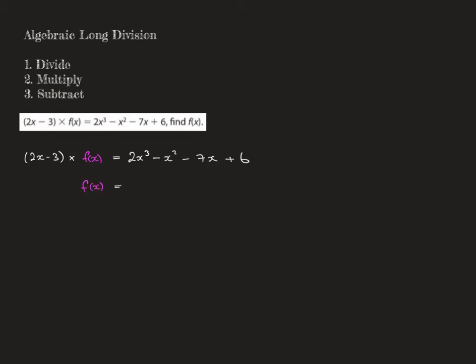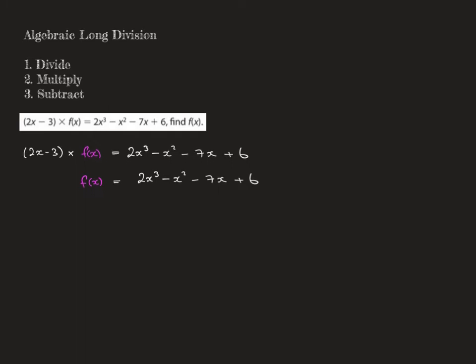But if I divide the left-hand side by 2x minus 3, I have to divide the right-hand side by 2x minus 3. So I'm just going to bring that down, and I'm just going to turn it into a fraction, divided by 2x minus 3.